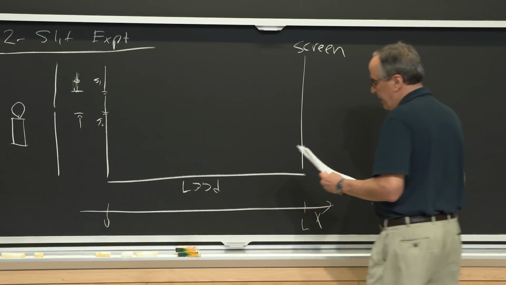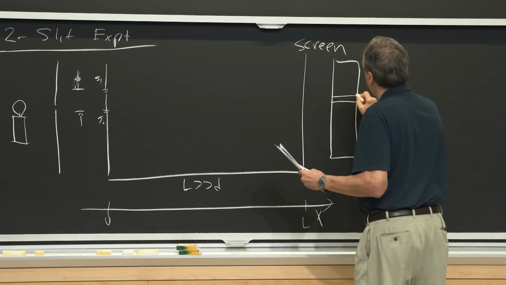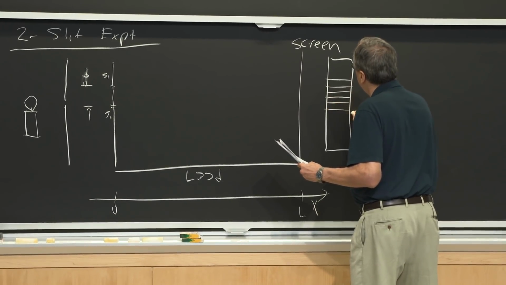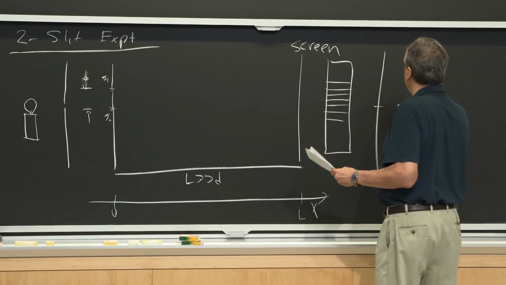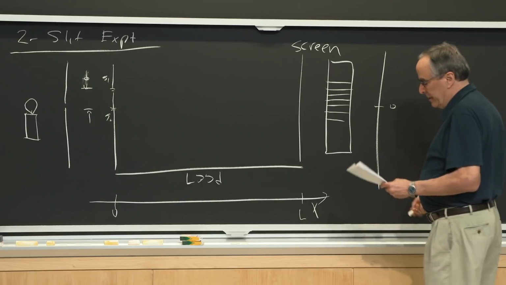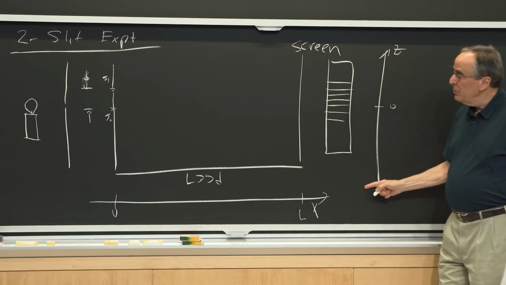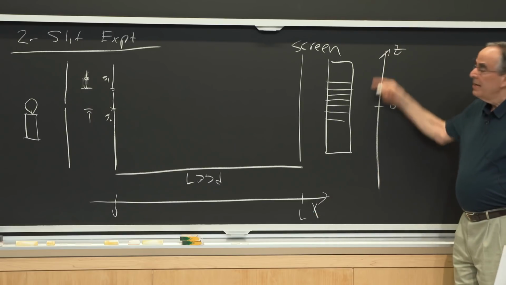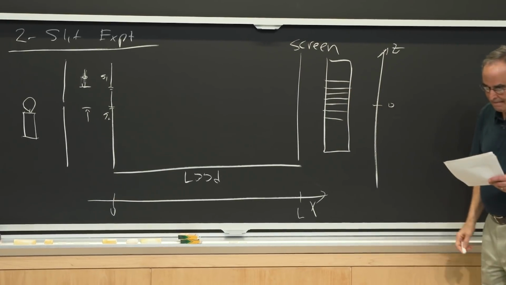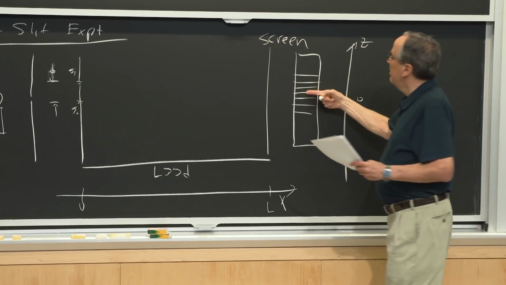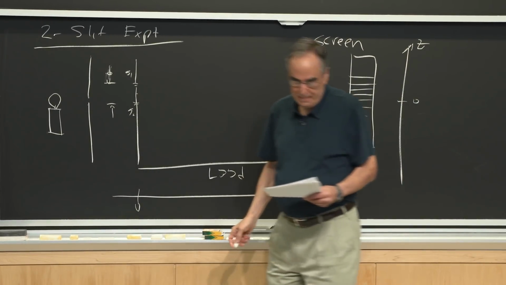And now the screen, we're going to see something on the screen that looks like this. I'm giving it away. And the distance here is 0. And the distance here is the z-axis. So we have the distance to the slit on the x-axis, and the pattern, the diffraction pattern, is on the z-axis. Okay, and this 0 is right in the middle of the pattern. It would correspond to this point, the midpoint here.